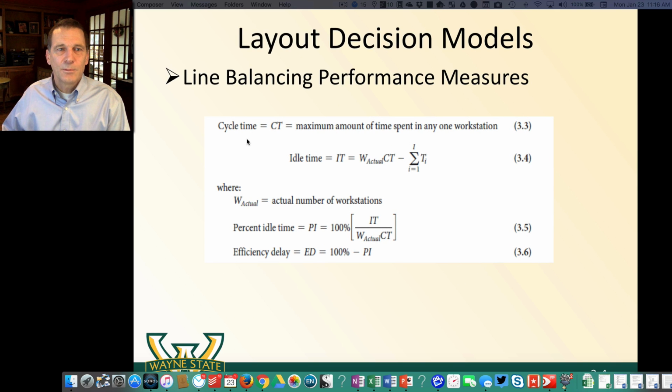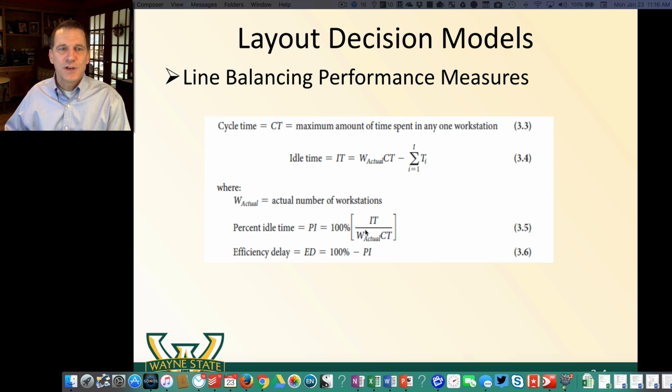These are a couple of concepts we need to remember. So cycle time, you remember, is the maximum amount of time spent in any one workstation. So the line's cycle time is dependent on the slowest workstation. We'll see how that plays out here. The idle time is the actual time consumed by these workstations versus the amount of task work that actually had to be performed. So we're trying to, of course, reduce and minimize idle time.